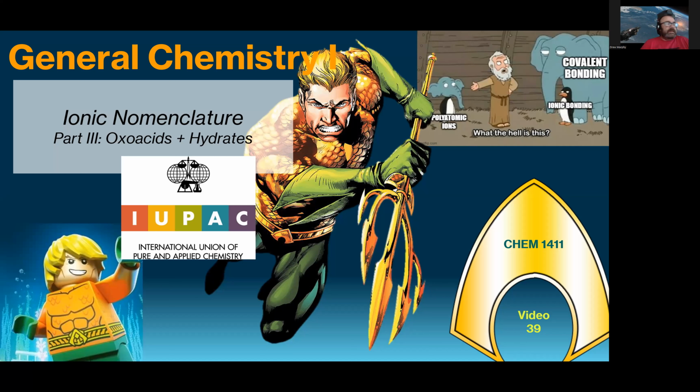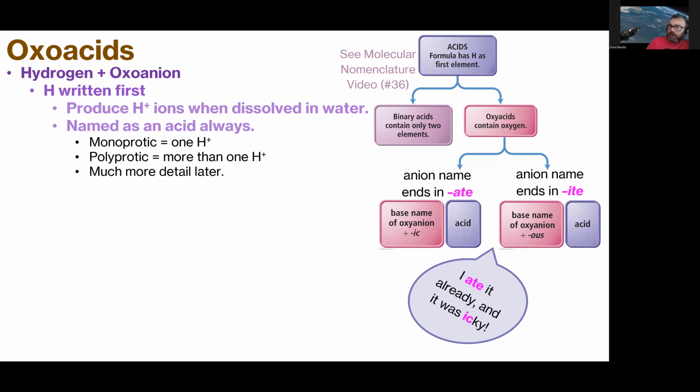Okay, we talked about acids before. Remember, they're going to dissolve in water and produce hydrogen ions in water. You can pick out the acids because the H is written first. We talked about binary acids, it's hydrogen and one other thing. With the oxo acid, it's hydrogen and an oxo anion. These, if you remember, are polyatomics.